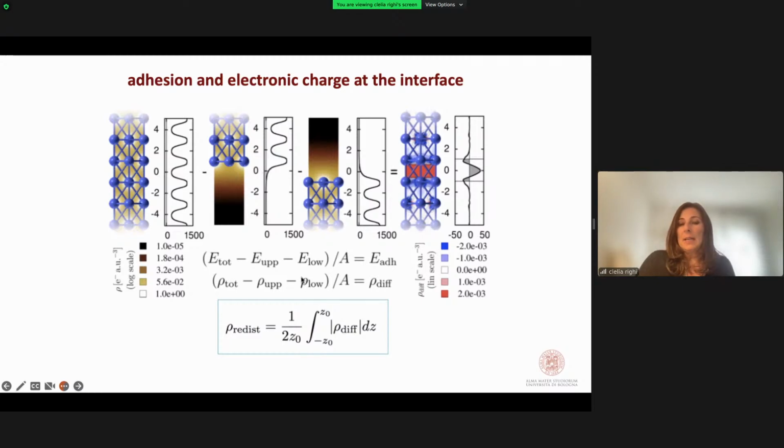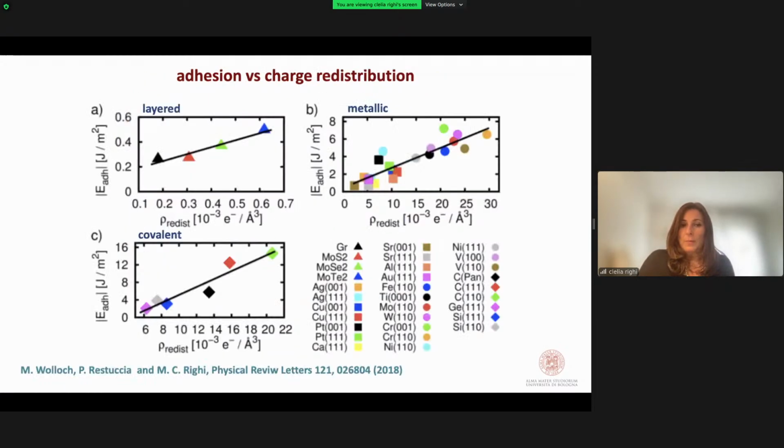So this electronic charge redistribution can be calculated in the same way as the adhesion energy is calculated. That is, by subtracting from the total electronic charge of the interface the electronic charge of the two separated surfaces. And so here there is a representation of this charge redistribution, and we define its integral in the interfacial region of the absolute value of this difference as the total amount of charge that is redistributed when an interface is formed.